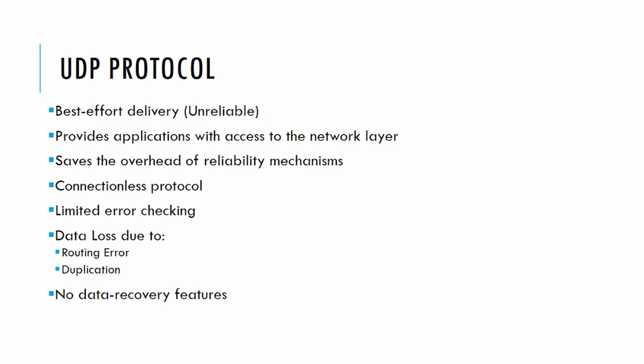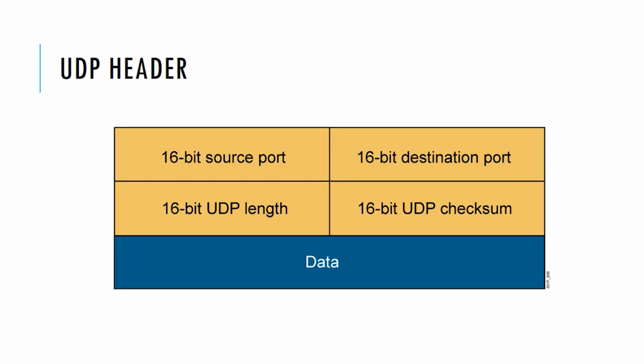The UDP protocol provides no data recovery features for such losses, so it is completely unreliable, and therefore it is used with delay-sensitive data and not for loss-sensitive data. The UDP header is simple and does not provide any form of error recovery. It is composed of the source port, the destination port, the UDP length, and the UDP checksum that checks on the header only.